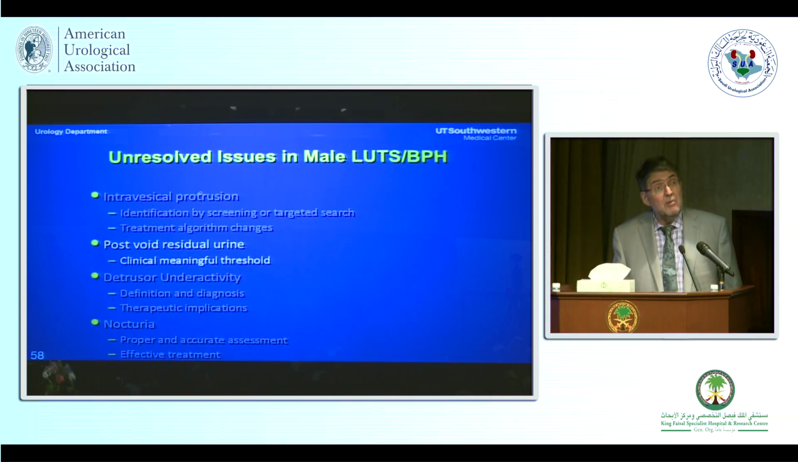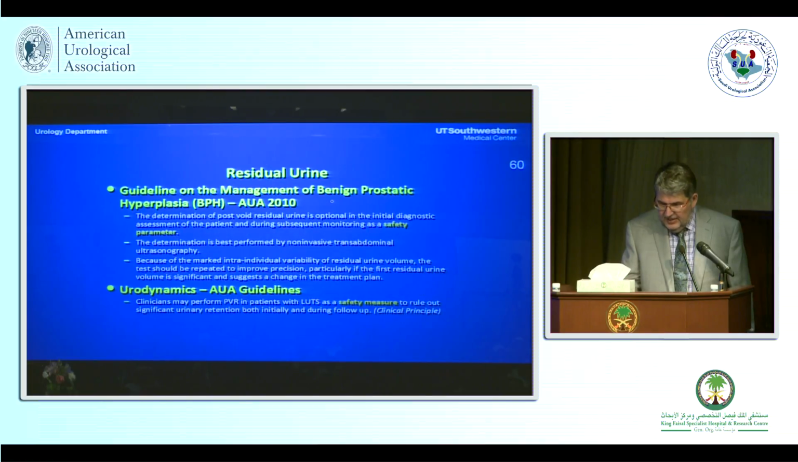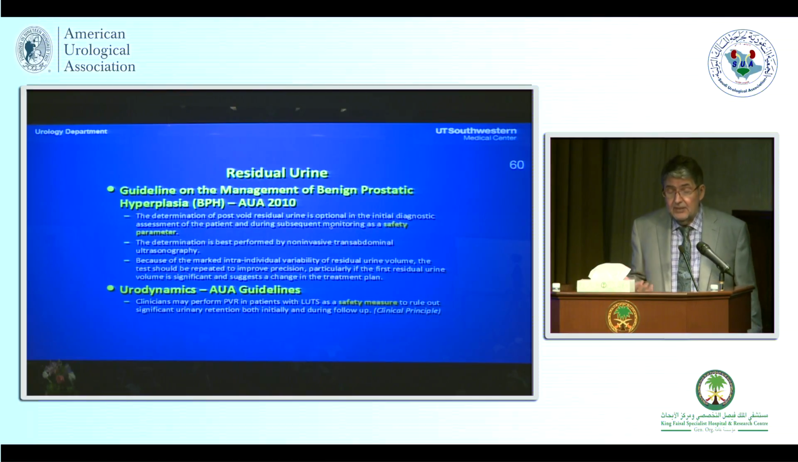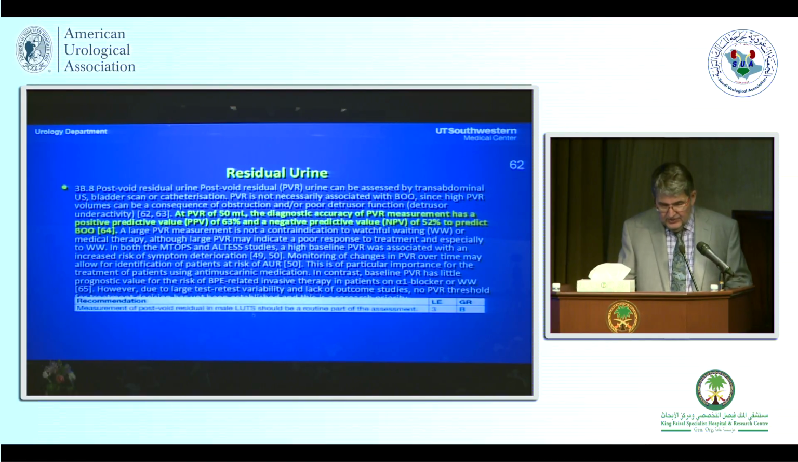A few words now about post-void residual urine. I feel that post-void residual urine is in the guidelines also handled very strangely. The AUA guidelines say it can be measured by a non-invasive ultrasonography, and it's mostly a safety parameter, without saying really what does it mean, a safety parameter. Both the BPH guidelines and the AUA urodynamics guideline say that. They say it's a safety parameter. Well, that's fine, but it's up to us what it means and to be safe or unsafe, and what is significant urinary retention, right? Nobody knows that.